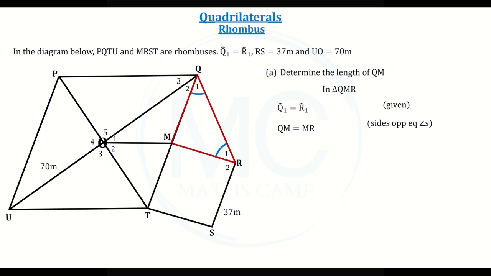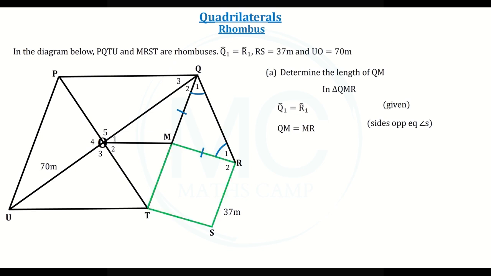In our diagram, let's put a small blue line on MR and a small blue line on QM to show that these sides are the same length. We don't have any more information about this triangle, so let's make it black again. Now, the question tells us that MRST is a rhombus, and we can see that MR is one side of this rhombus. So let's make the whole rhombus green.